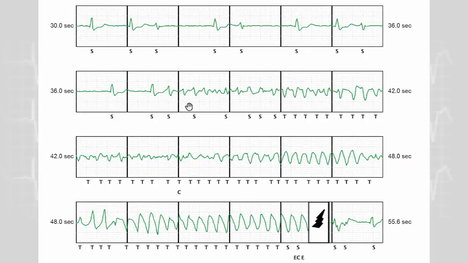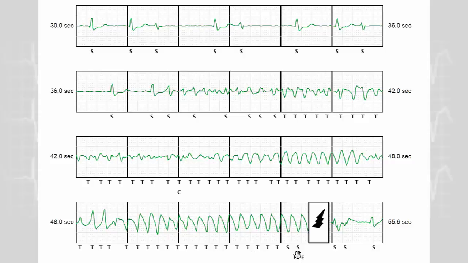Then on the tracing you can see the onset of a very fast polymorphic tachycardia. Initially the markers are S, but then you find one marker T. Remember that for labeling a cycle you need to analyze the average of the 4 previous intervals. Then after a number of T markers you can see the marker C corresponding to the onset of charging. So this is the charge.